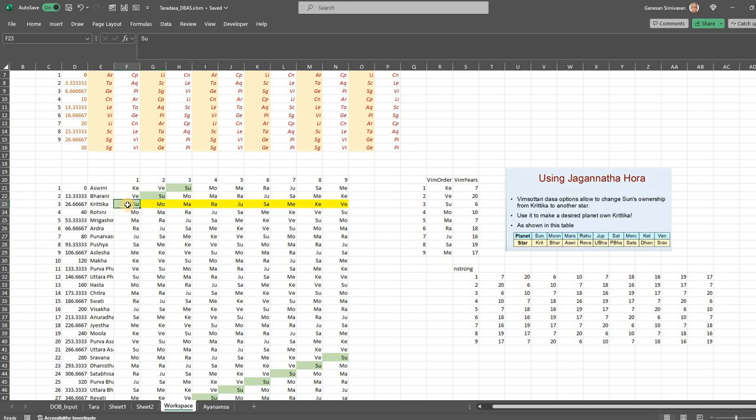So Vimshottari Dasha is only a part of Tara Dasha, where Surya happens to be the Lord of Kritika. If Moon happens to be the Lord of Kritika, the sequence is the same, but Ashwini would be ruled by Venus. You just shift the entire lot. So you can have Tara Dasha with Mars being the Lord of Kritika, with Rahu, with Jupiter, whatever. Now we understand that Vimshottari, where Sun is the Lord of Kritika, is only one part of the Tara Dasha itself.